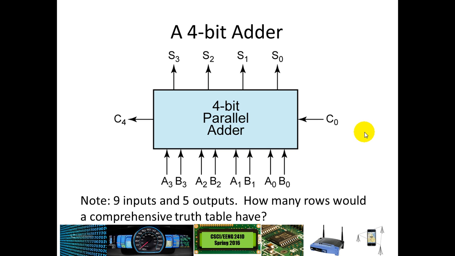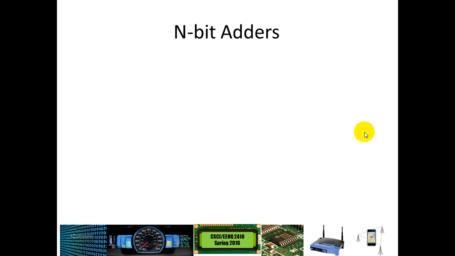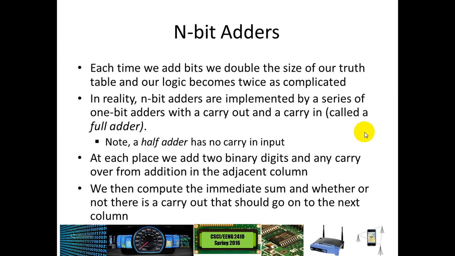Well, really, the logic for an adder is the same for each of these bits. As you know, algorithmically, when you first learn to add, you take a value, you add it to another value, you figure out the ones place, and then there might be a tens place that needs to be carried out. And so we can do the same thing for a generic number of n bits. So if we were to just continue this, every time we add a bit, we double the size of our truth table. And so our logic becomes twice as complicated. We don't want to continue doing that. We want a generalized approach.